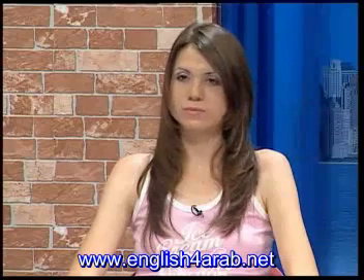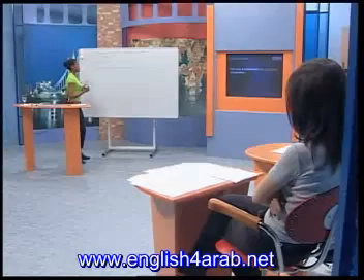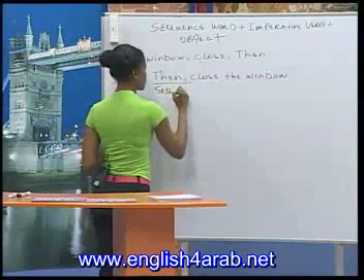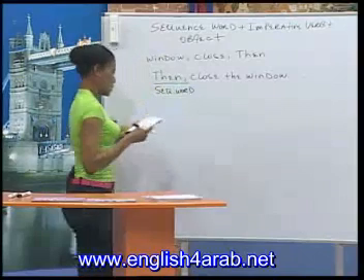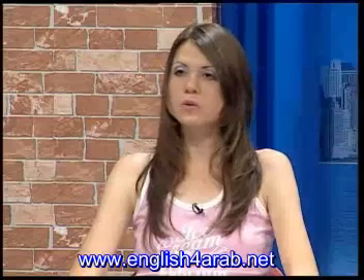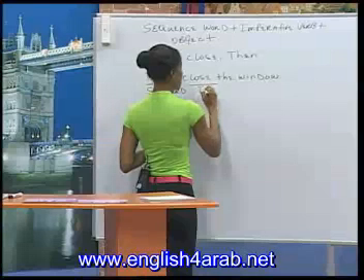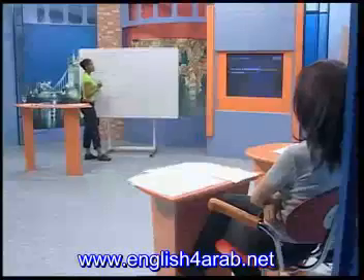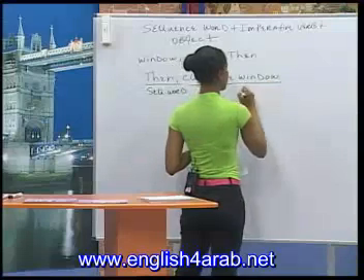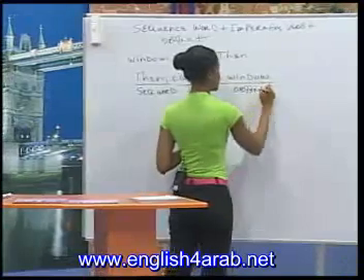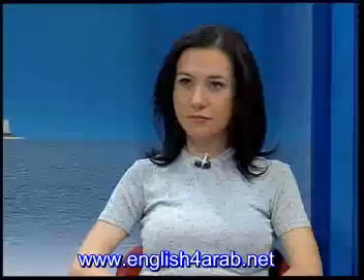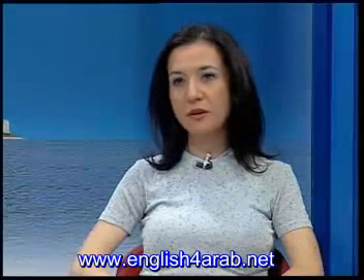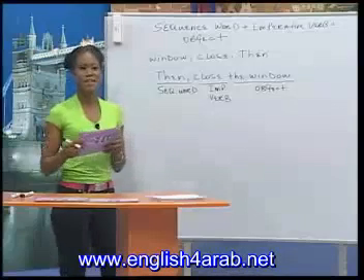All right, Sylvia, what is the sequence word in this sentence? The sequence word is then. Good. And what is the verb? Close is the imperative verb. Good. And the object? The window is the object. Very good. Now, Linda, what is the subject? There is no subject. We don't use a subject with imperative verbs. All right, very good. You are very clever.